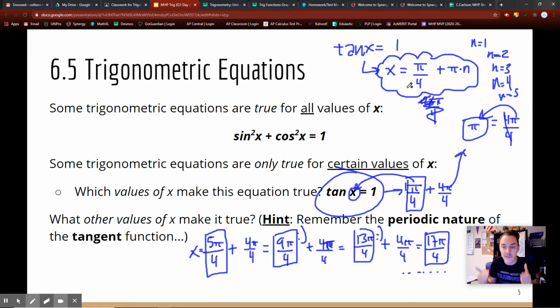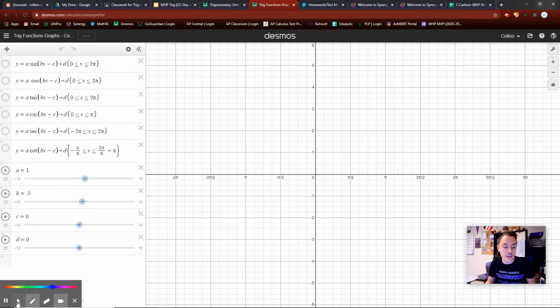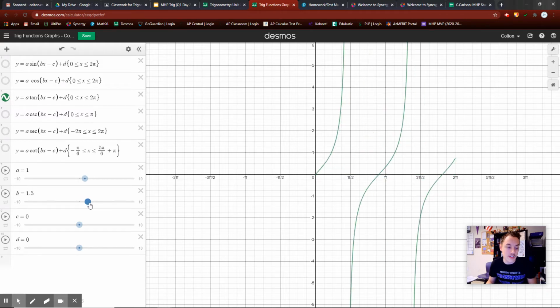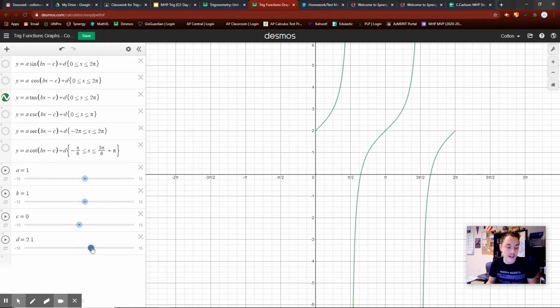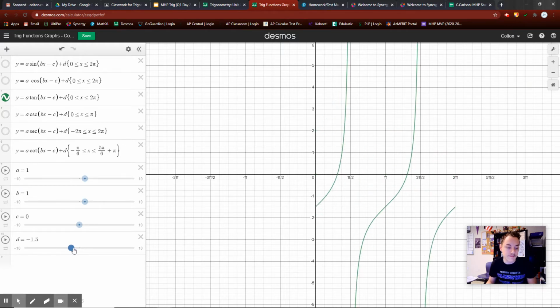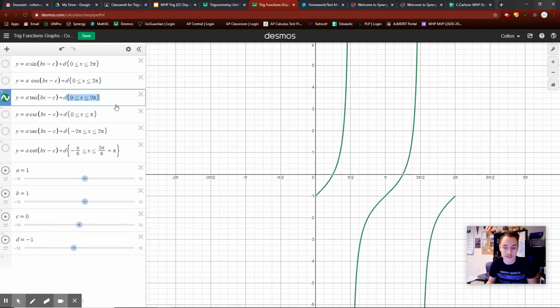Again, I'm trying to find the value of x that makes that equation true. I'm going to show you on the graph. If I wanted to show you on the graph, let's just click on tangent here. Just regular tangent where my a is 1, my b is going to be, let's just say 1 as well because I'm looking at tangent. Tangent of x equals 1. And now what if I make my d negative 1?